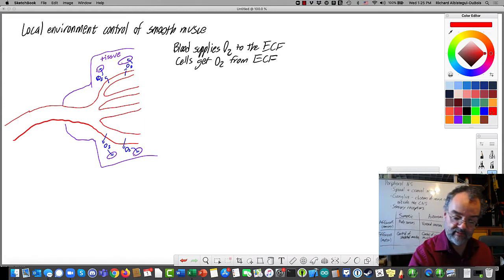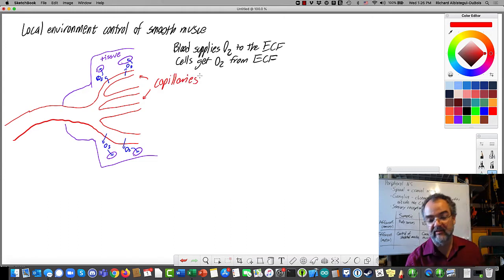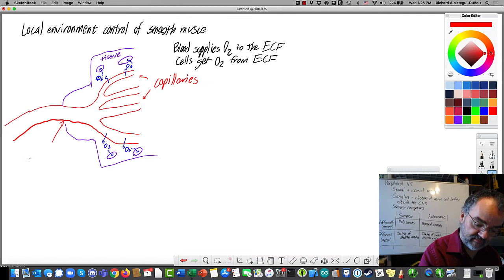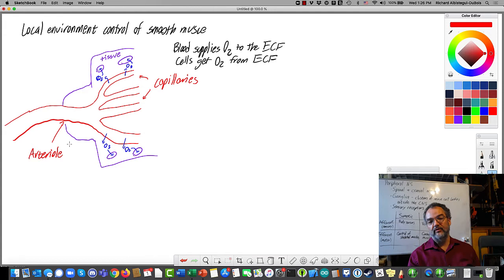Now, these blood vessels are capillaries. We haven't talked about that yet, but capillaries are tiny blood vessels with very thin walls where oxygen can easily diffuse in and out. This blood vessel is an arteriole. And arterioles have smooth muscle in their walls, which can contract or relax. So our question here is, how much blood do we want to supply to this tissue? Ideally, we want to supply just enough to meet its oxygen demands.